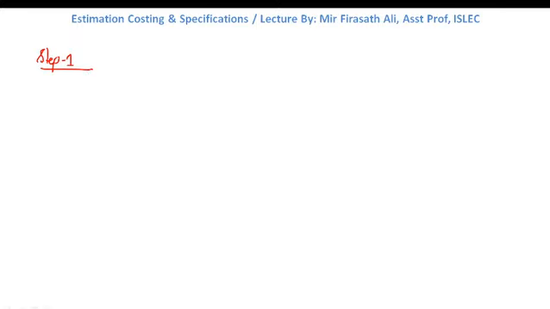Step 1 is dry volume. We know that for the quantity of 10 meter cube of concrete, first we will prepare 10 meter cube of wet concrete. What do we know? Dry volume is equal to... we have the wet volume of RCC slab work as 10 meter cube, and we have to convert the wet volume into dry volume.